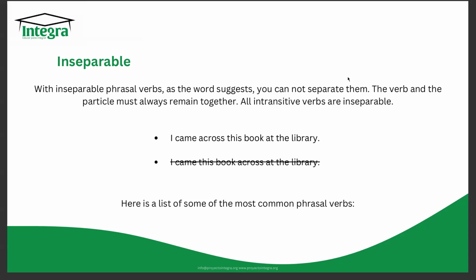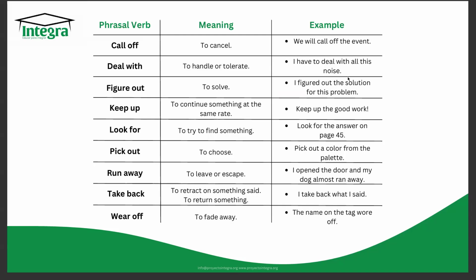And now we're going to see a little list of some very common phrasal verbs. This is only a small portion. In the PDF of this lesson, there is a much more complete and longer version of this list. There are many phrasal verbs, but in the PDF, there are some of the most common ones, but you will find hundreds of them. So we have call off, which means to cancel. For example, we will call off the event. Deal with means to handle or tolerate, like I have to deal with all this noise.